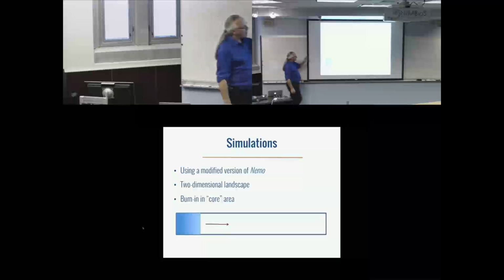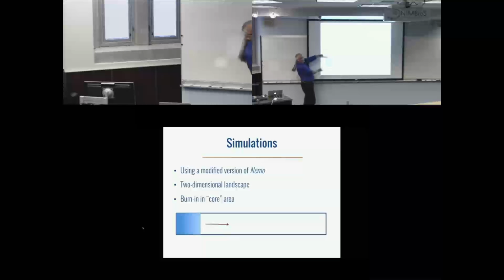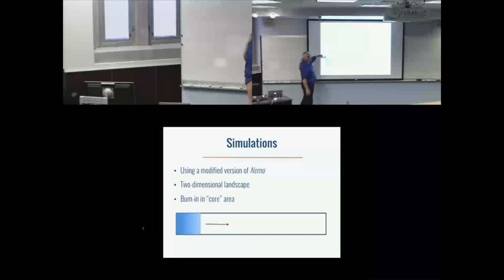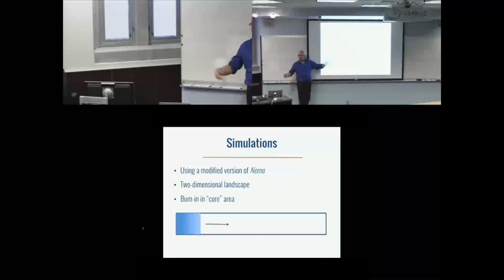We have a two-dimensional landscape. It's 40 units by 2,000 units for our population. I'll tell you, units don't matter. You can call them kilometers if you want. We have a core here that's 40 by 40 that we let sit there for a really long time to burn in and reach some reasonable allele frequencies before we start the expansion.